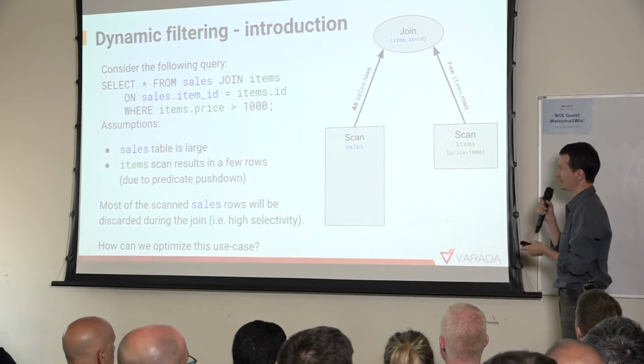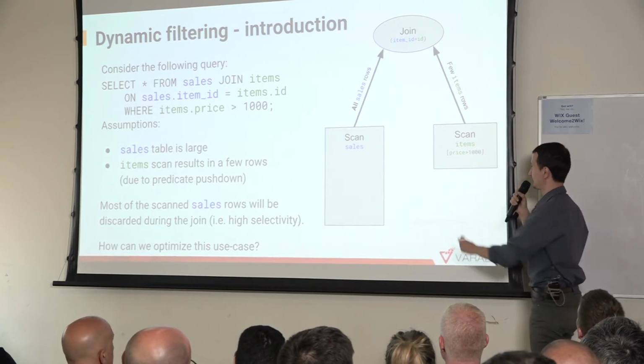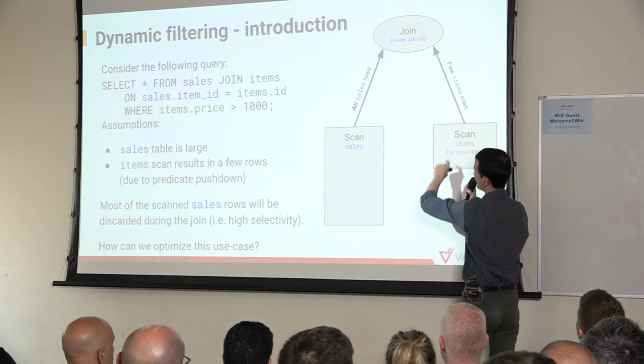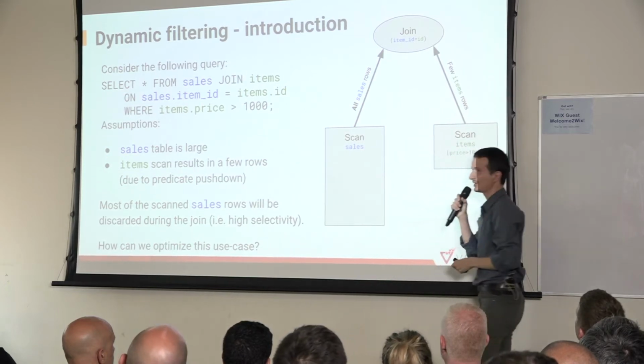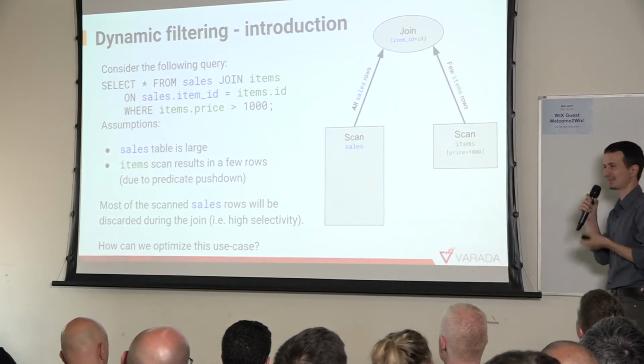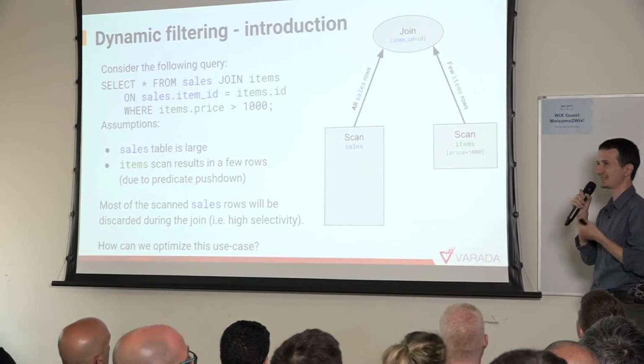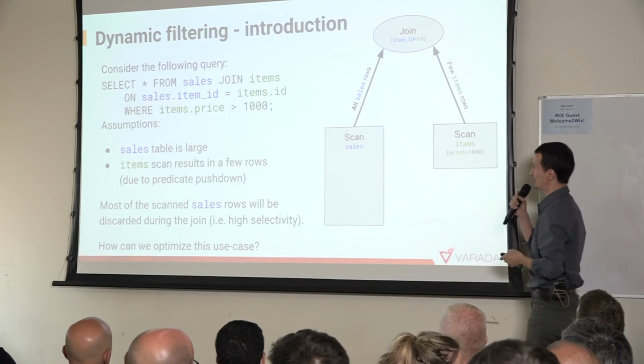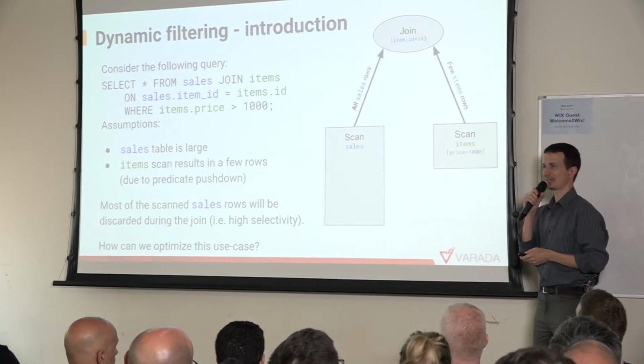We can split it into two queries. We can do initially this query, get the item IDs, and then do a query on this table. But it's a manual solution. We would prefer the database engine to help us here. So how can we optimize this use case?